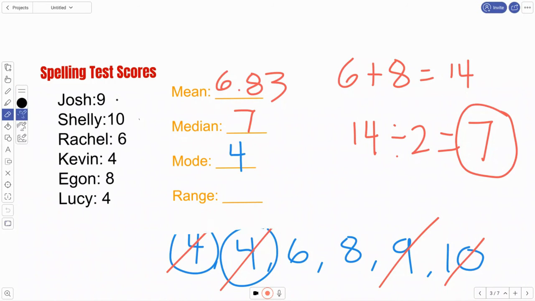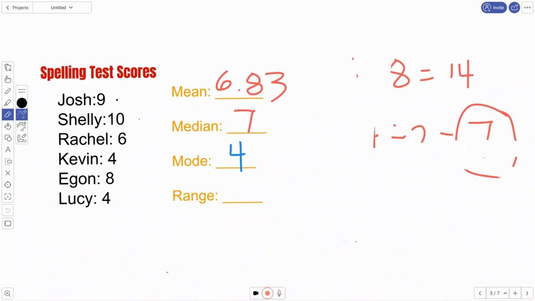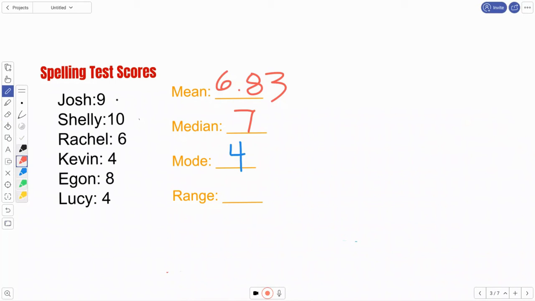All right, we have found the median. We've found the mode. We've found the mean or average. The last thing we have to do is we have to find the range. The range is how much difference there is between the biggest number and the smallest number. What's the range of the numbers?